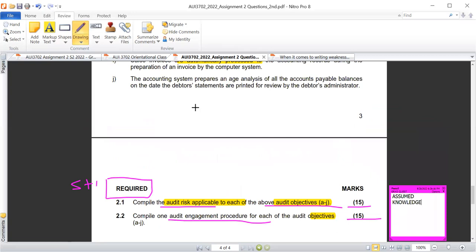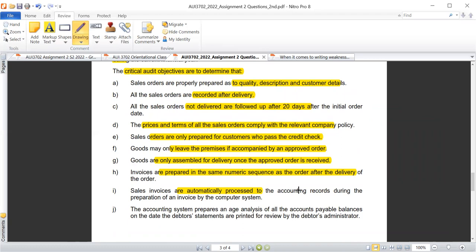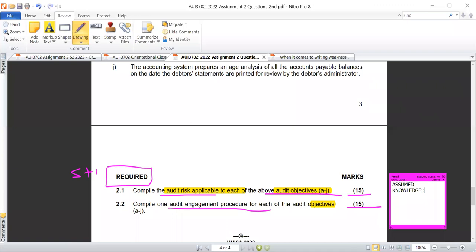If you go through the case study scenario, these are the audit objectives provided to us in the system description, or the case study scenario. But first of all, what is an audit objective anyway? That's the first question you ask yourself. So what is an audit objective?